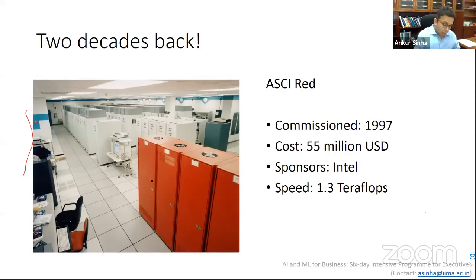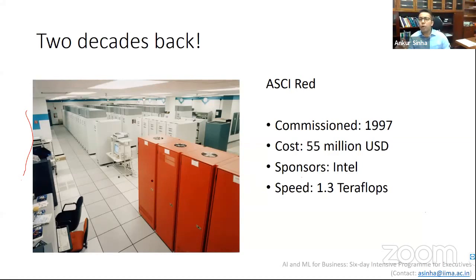Now, if at all I could emphasize a bit more on this exponential growth of computational power, what you see in front of you is an ASCI Red computer. It was commissioned back in 1997, and the cost at which this computer was commissioned was 55 million US dollars. And what was its speed? Its speed was 1.3 teraflops. So for people who do not understand what is the meaning of teraflops, it is like it can do 1.3 trillion computations in a second.